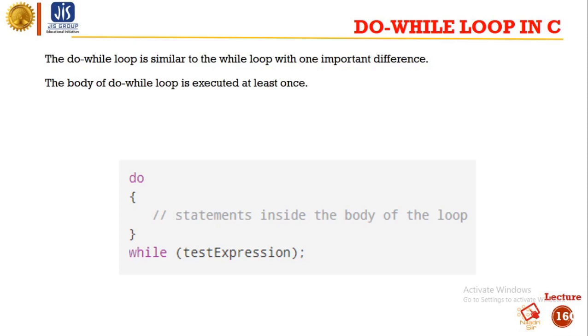So it will execute once. But in case of while loop, if the condition does not satisfy, it will never execute. But in case of do while loop, it will minimum execute one time. After that it will check. If it does not satisfy, it will not execute any further, but one time it will execute. Only then the test expression is evaluated.